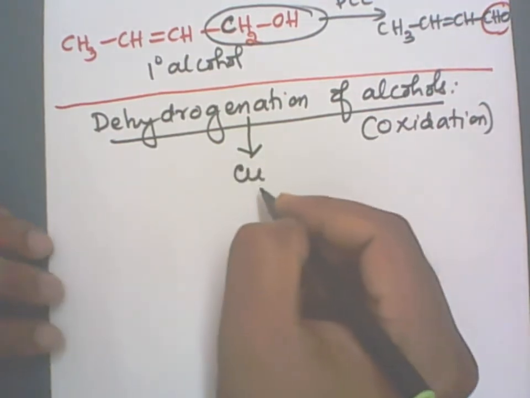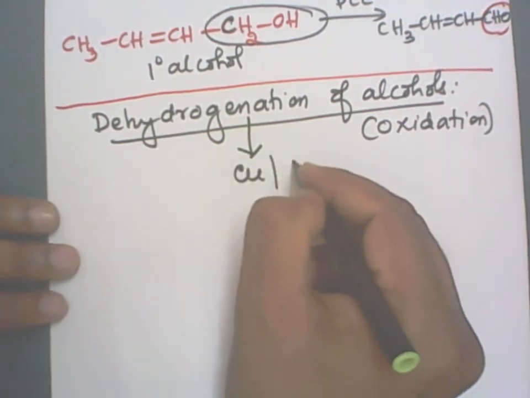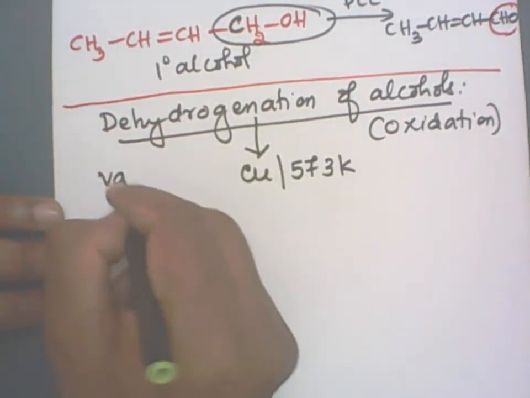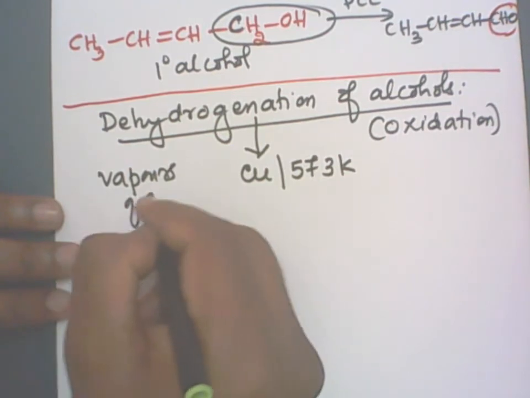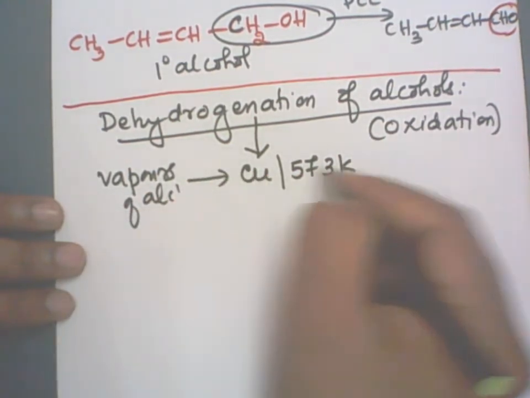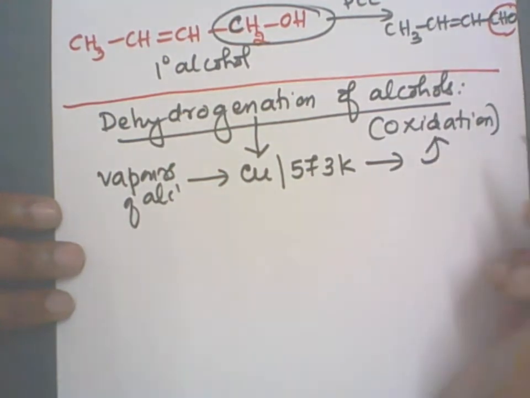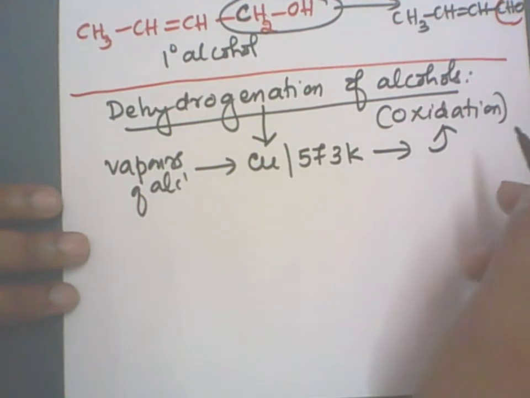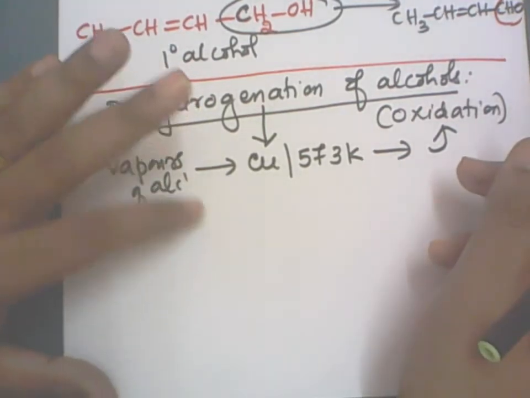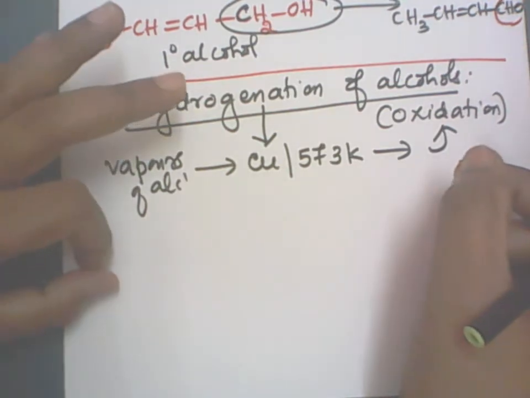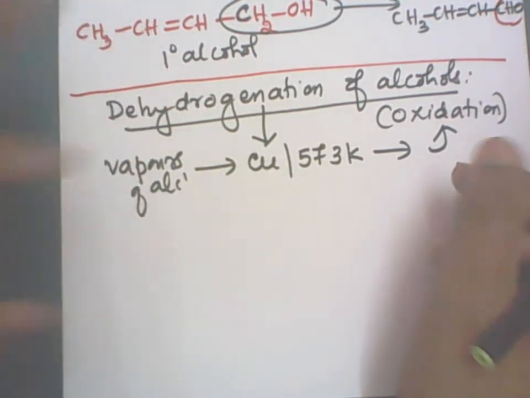Copper can act as the dehydrogenating agent but should be heated to 573 Kelvin. That means the vapors of alcohols are passed over copper, they undergo reduction, or they undergo oxidation. Okay. Let us see one by one. Primary alcohol, secondary alcohol, and tertiary alcohol. Remember, primary alcohol gives aldehyde, secondary alcohol gives ketone. Tertiary alcohols do not undergo oxidation, but they undergo dehydration to give the alkene molecule.